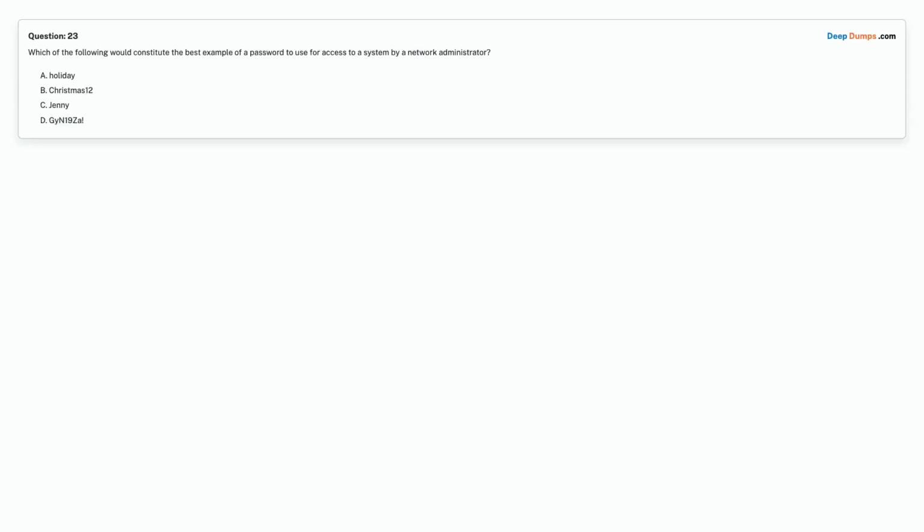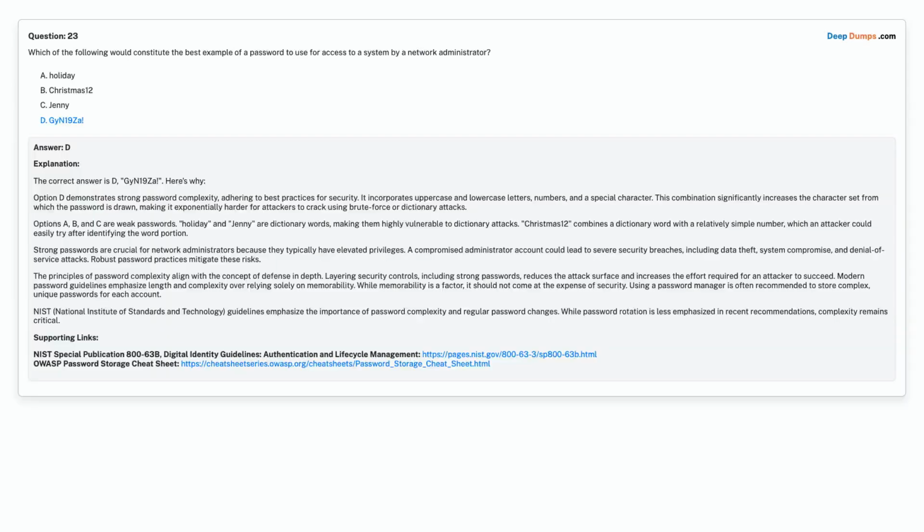Question 23. Which of the following would constitute the best example of a password to use for access to a system by a network Administrator? Option A. Holiday. Option B. Christmas 12. Option C. Jenny. Option D. Guillaume 19za. Choose the correct answer. Correct answer is option D, Guillaume 19za.